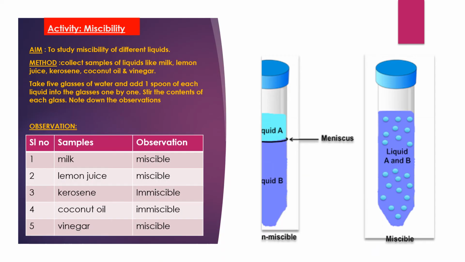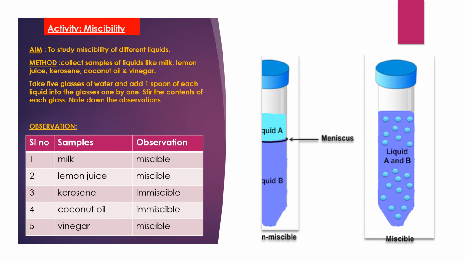Let us now do an activity to check for miscibility of liquids. The aim is to study miscibility of different liquids. Collect samples of liquids like milk, lemon juice, kerosene, coconut oil, and vinegar. Take 5 glasses of water and add 1 spoon of each liquid into the glasses one by one. Stir the contents of the glass and note down the observation.